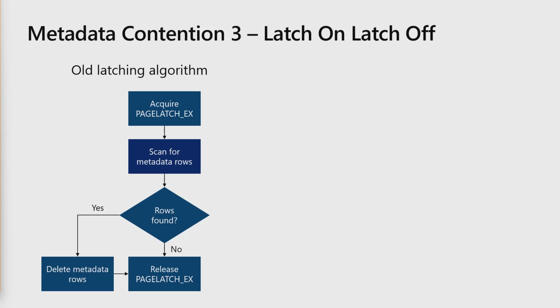When we introduce new features, we also add new metadata for those features. So this scan will take more and more time over time. If you're holding that latch for a long time and it's an exclusive latch, so nobody else can either read or write, this becomes your bottleneck. If SQL Server finds no rows, then we can just let go of that exclusive latch. If we do find rows, then we have to delete the metadata for those rows, and only then can we release the latch.